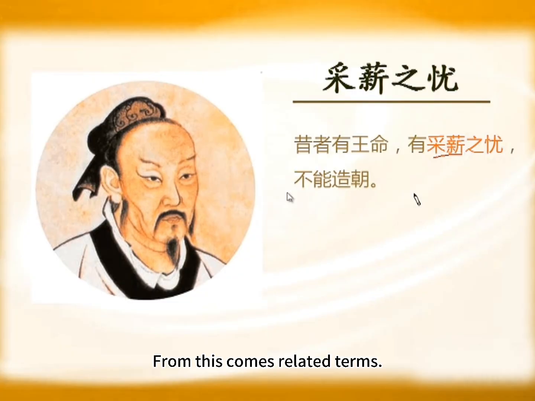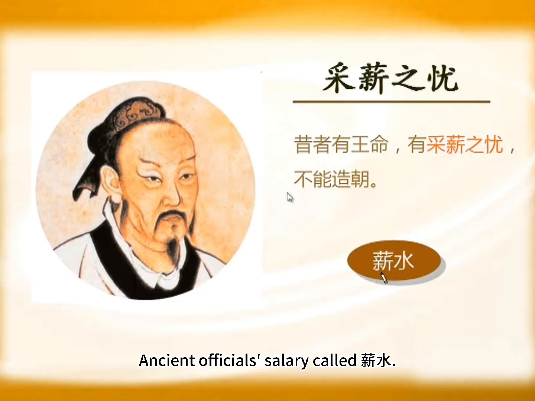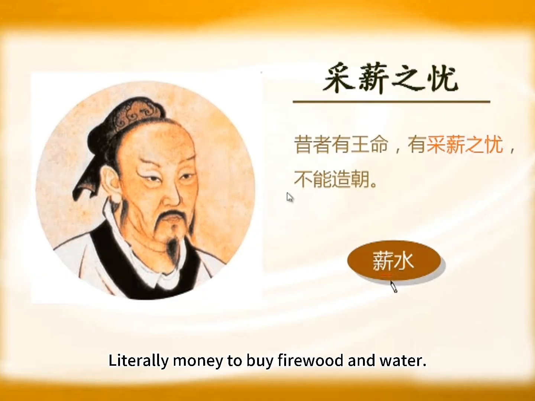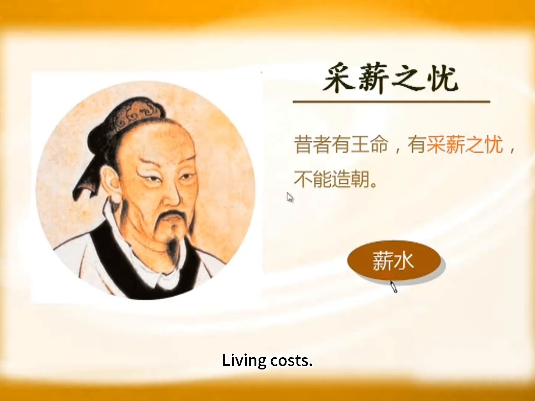From this come related terms. Ancient official salary was called 薪水. 薪 means firewood; literally, money to buy firewood and water. Actually it means daily living expenses, living costs. 薪水 is still used today with the same meaning as in ancient times: living expenses, meaning salary.